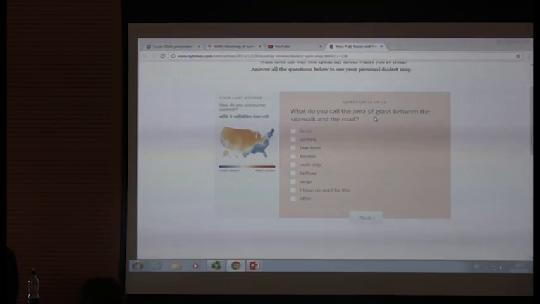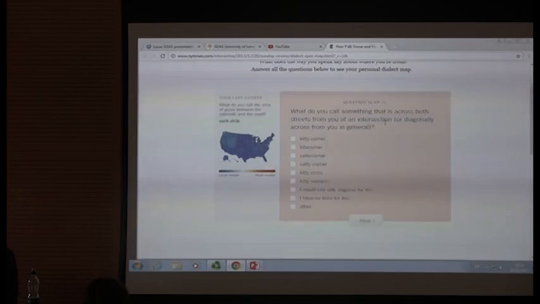What do you call the area of grass between the sidewalk and the road? Between the sidewalk and the road? Curb street. Okay. What do you call something that is across both streets from you at an intersection, or diagonally across from you in general? I don't have a word.